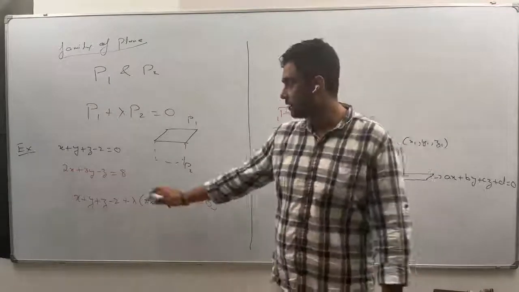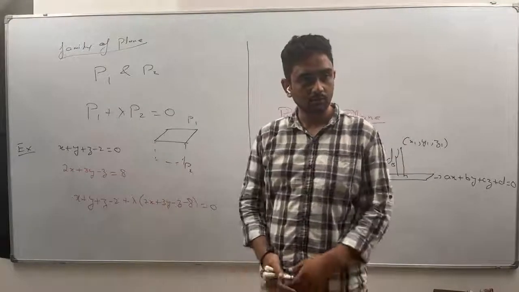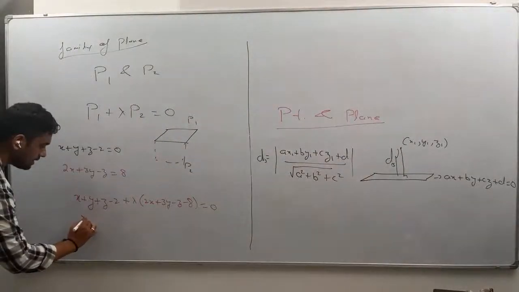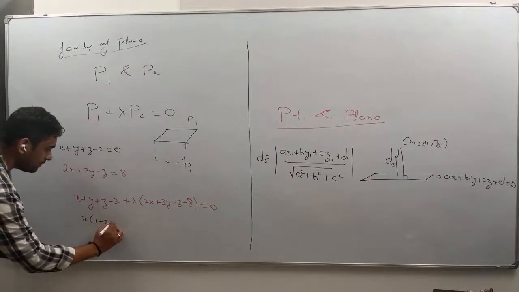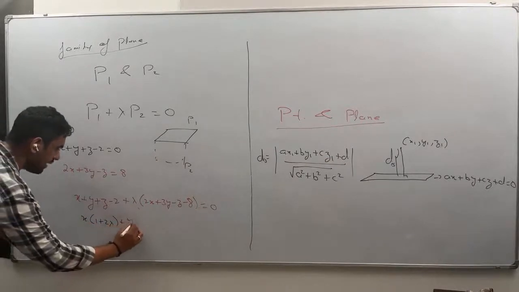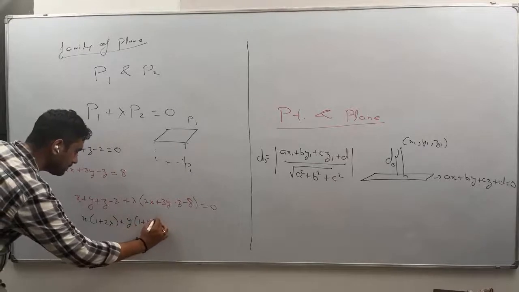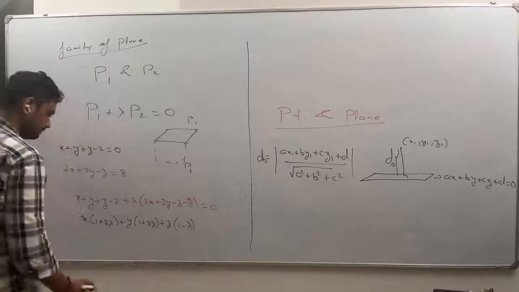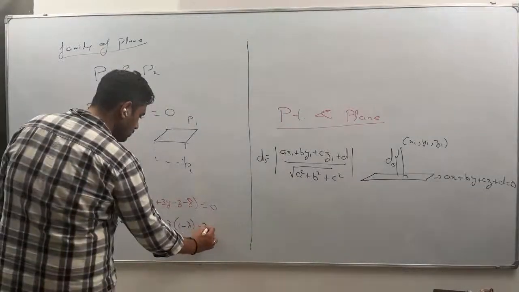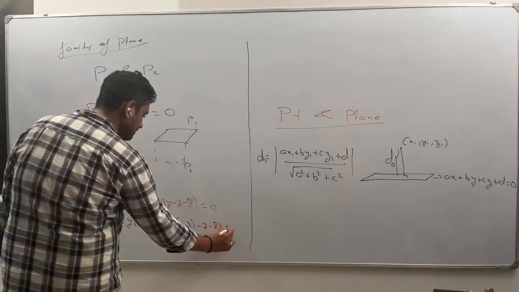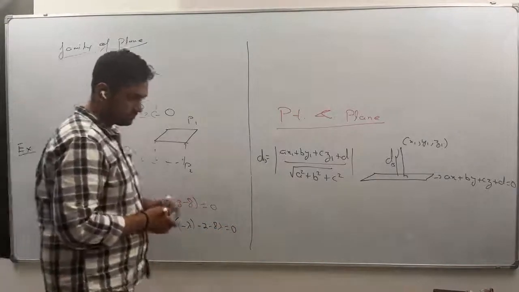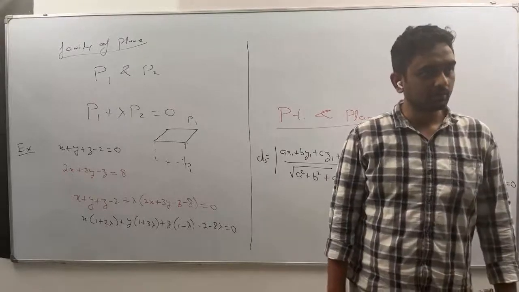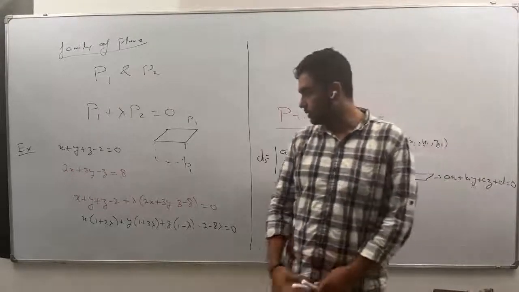Now any plane which passes through their intersection will be like this. So the other way around, we can write it as x times (1 plus 2 lambda) plus y times (1 plus 3 lambda) plus z times (1 minus lambda) minus 2 minus 8 lambda equal to 0. This is what we will get. Now tell me, what is the normal of this plane?